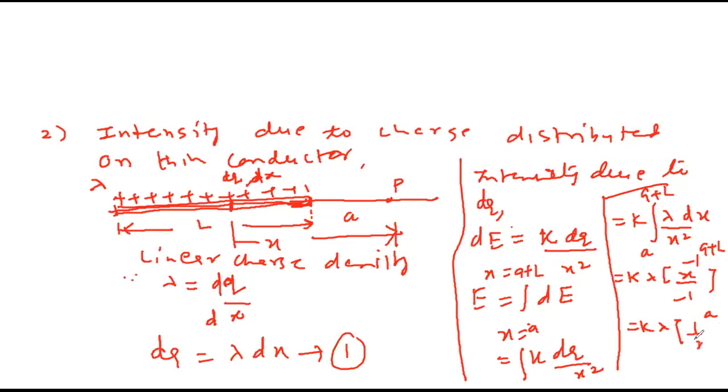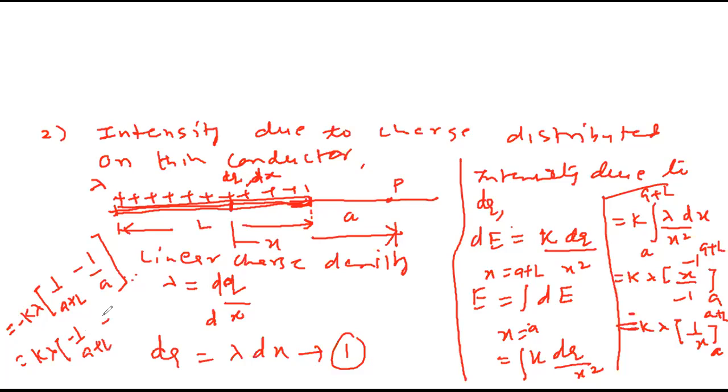Minus 1 upon x. I am bringing the minus outside: minus k lambda 1 upon x from a to a plus l. So that will become minus k lambda, 1 upon x is a plus l minus of 1 upon a. Upper limit and lower limit we have substituted. Multiply the minus inside. So k lambda, minus of 1 upon a plus l plus 1 upon a. That means it becomes k lambda into 1 upon a minus 1 upon a plus l.